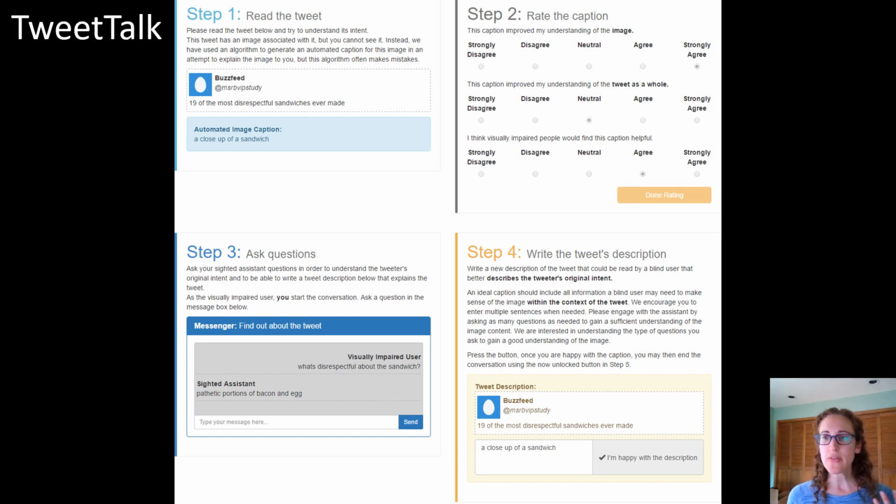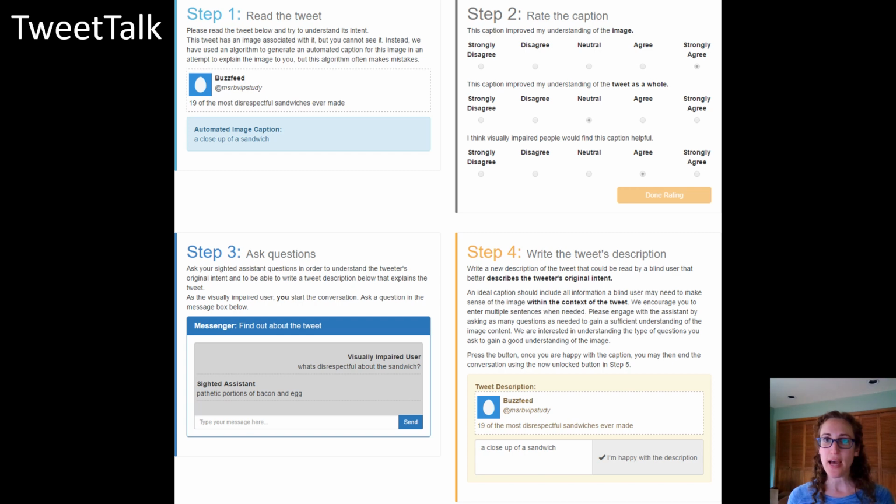Tweet Talk. And again, we used the same set of 100 tweets as in the prior work, where these tweets had images and the images had accompanying AI descriptions, about half of which were good quality and half of which were poor quality. And we paired people who could see the image with someone who couldn't see the image, and had the person who couldn't see the image ask questions until they felt confident that they could describe the image to someone else, and then they wrote a description.